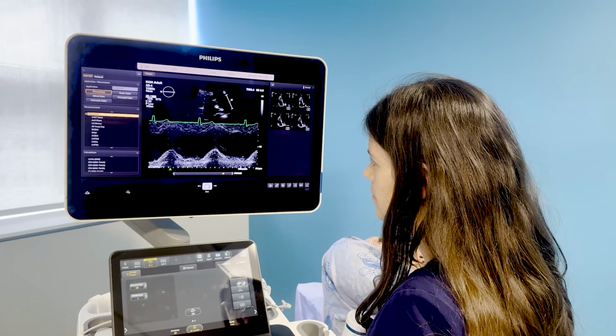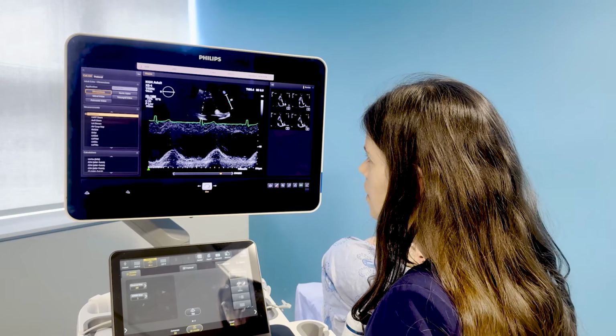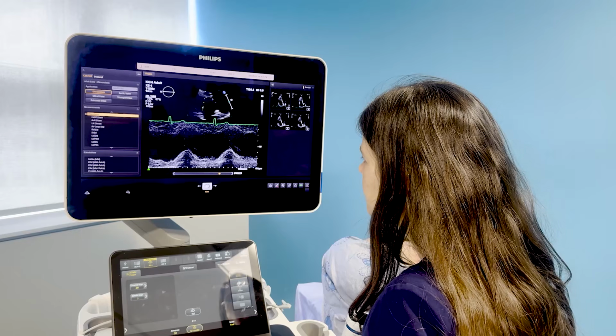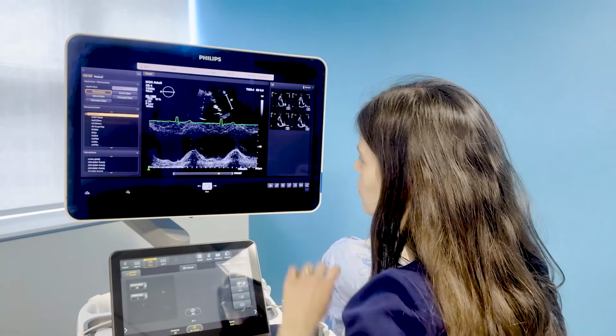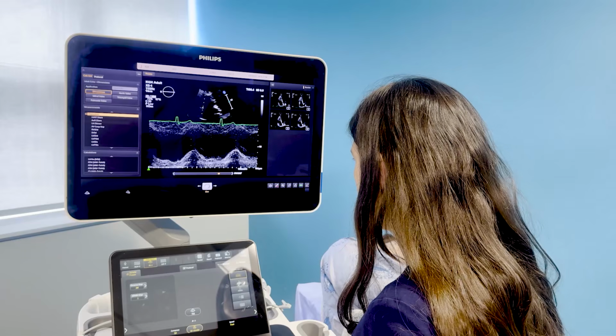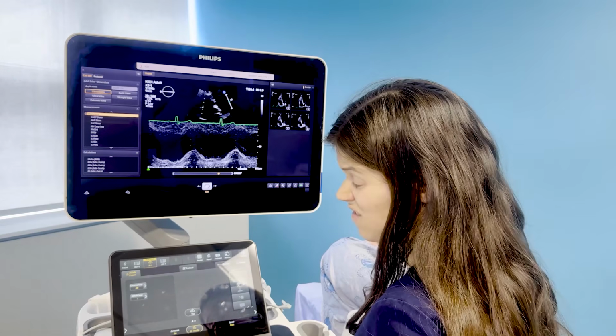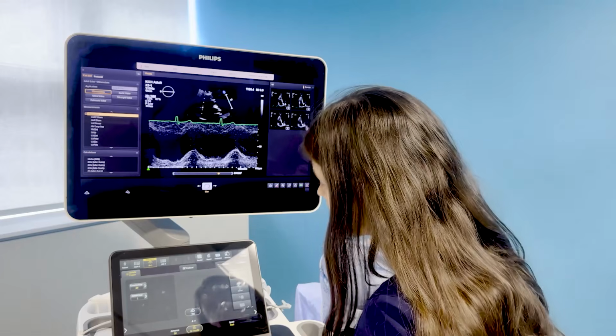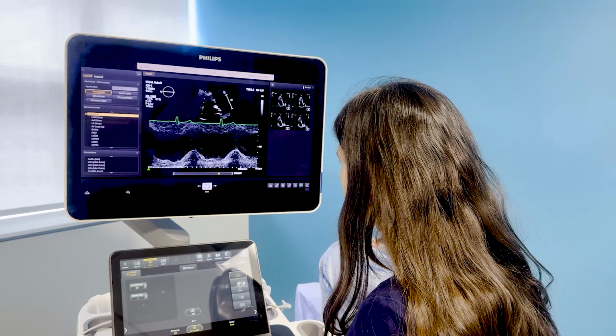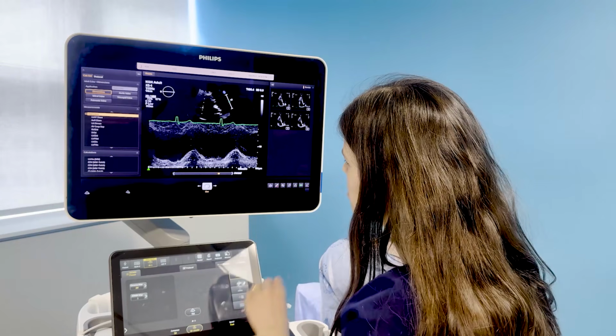What's the sweep speed you're trying to achieve? Well, I just want to be able to see it really well and have it take up a good portion of the screen. Okay. On the Philips, its speed is currently set to fast. This being 100 millimeters per second.